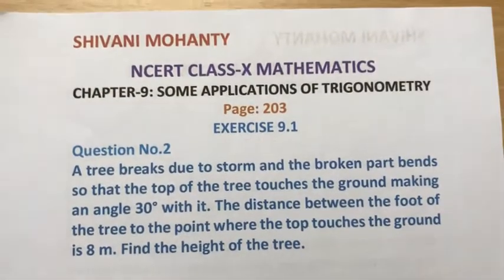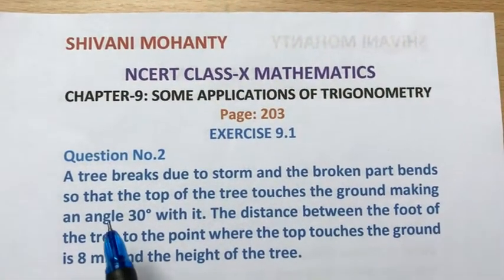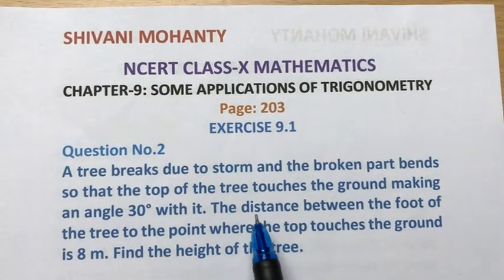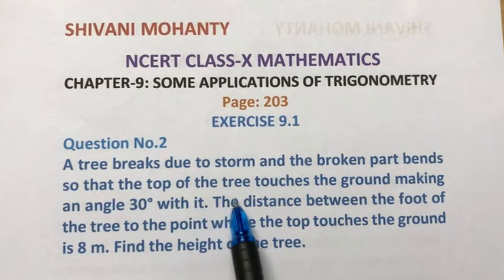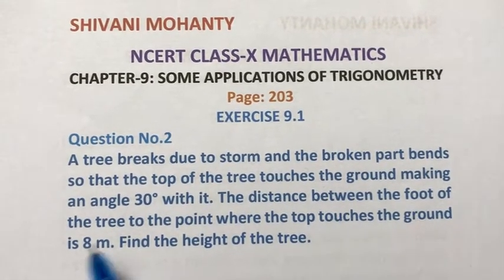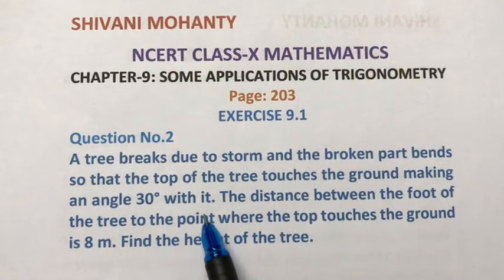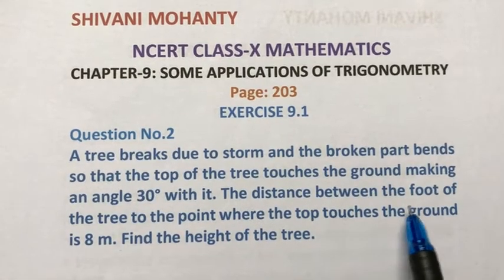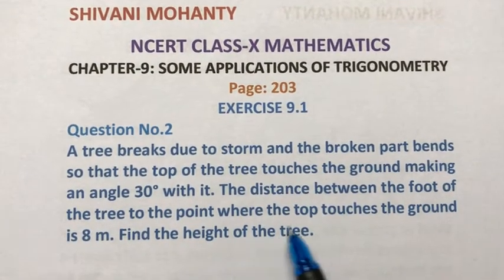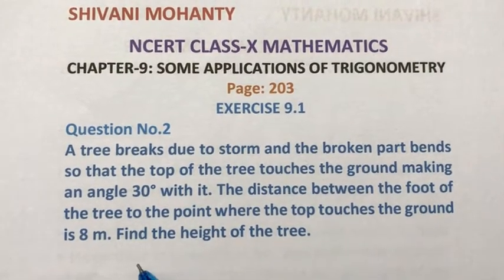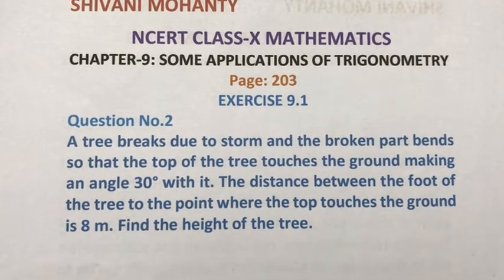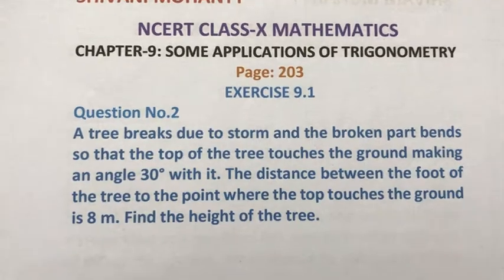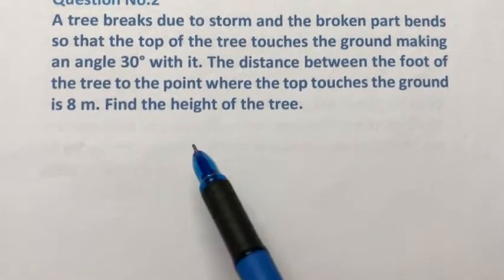For the second question, you have a tree breaks due to storm and the broken part bends so that the top of the tree touches the ground, making an angle 30 degrees with it. The distance between the foot of the tree to the point where the top touches the ground is 8 meters. Find the height of the tree. Now for this particular question, first you draw the diagram.